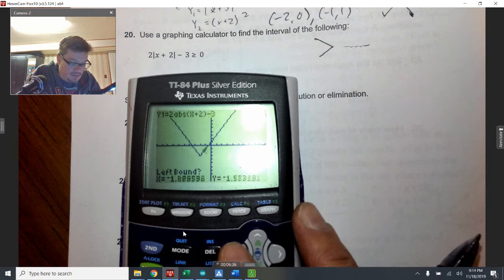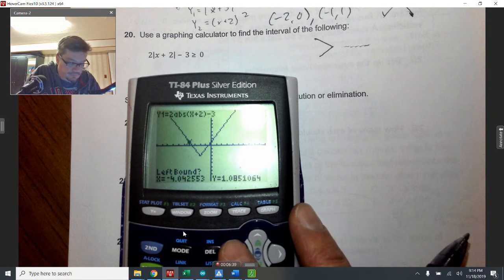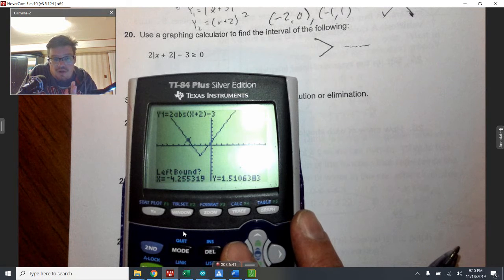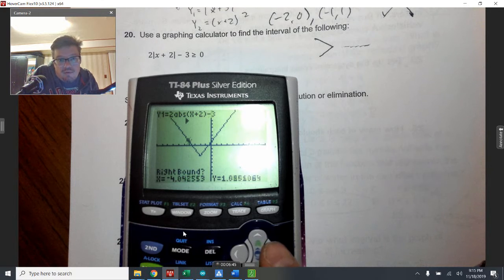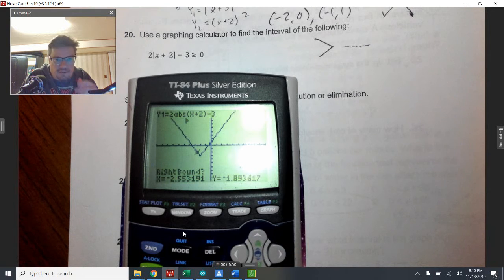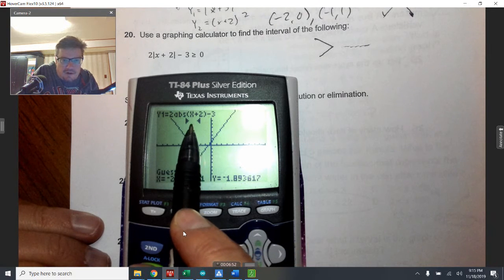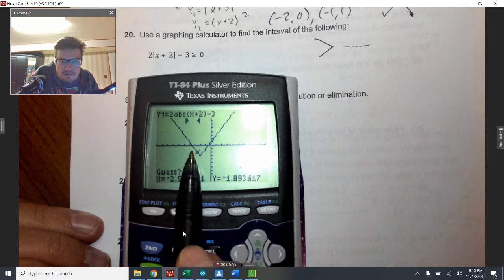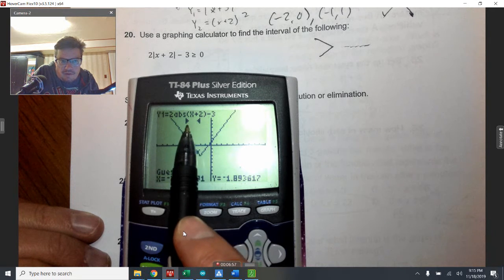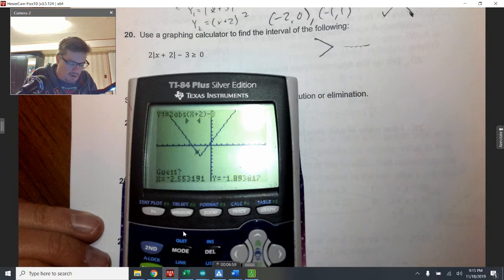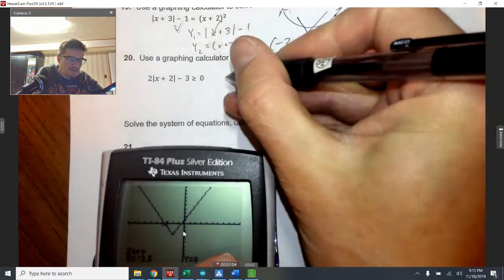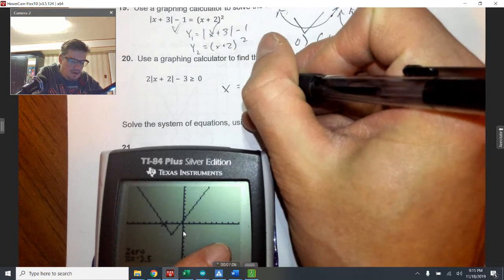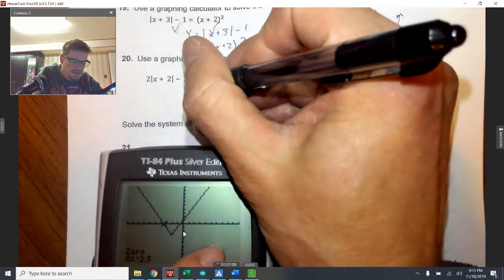So I'll go to this one first. Okay, I'm going to move to the left of the 0 there. Hit enter. Then I will push to the right of the 0. Push enter. You can see that these 2 marks mean I want the 0 that's located between these 2 arrows, this interval here. And when I hit enter, it gives me negative 3.5. So x equals negative 3.5.